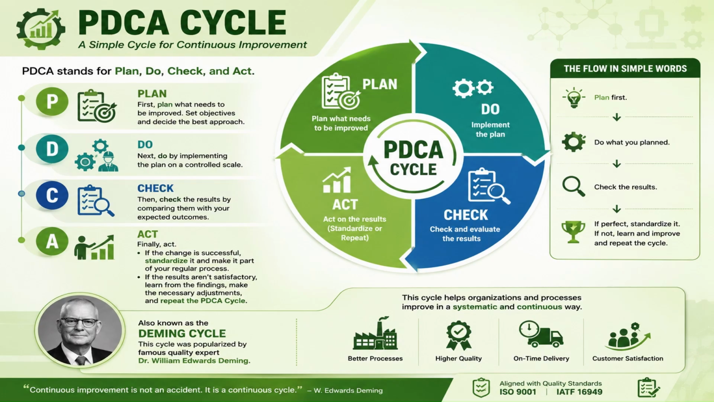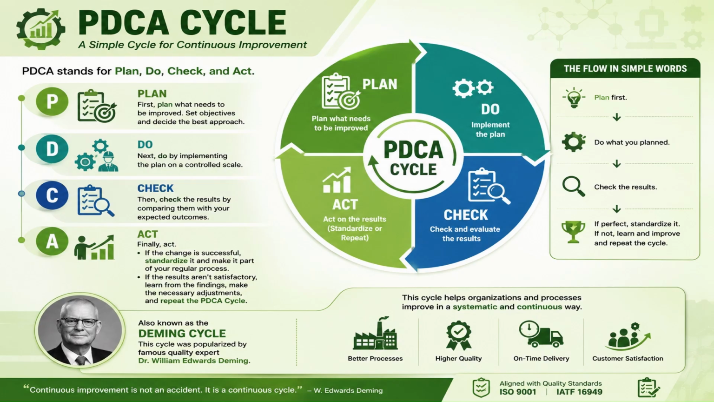Finally, act. If the change is successful, standardize it and make it part of your regular process. If the results aren't satisfactory, learn from the findings, make the necessary adjustments, and repeat the PDCA cycle. This continuous loop helps organizations improve step by step instead of relying on one-time fixes.